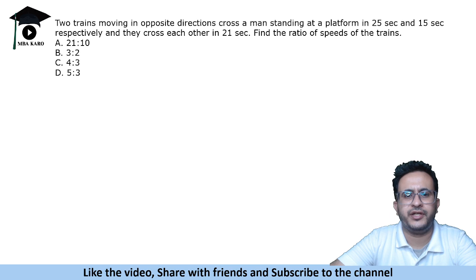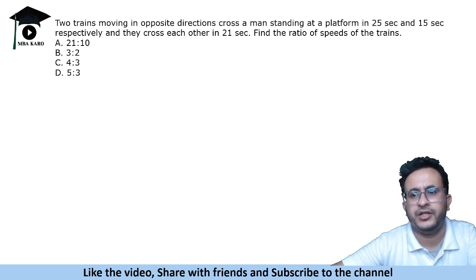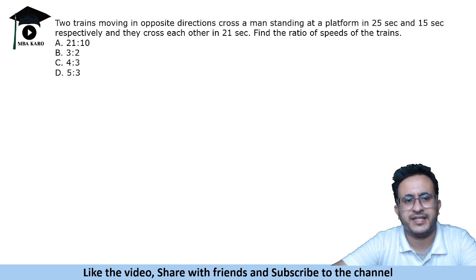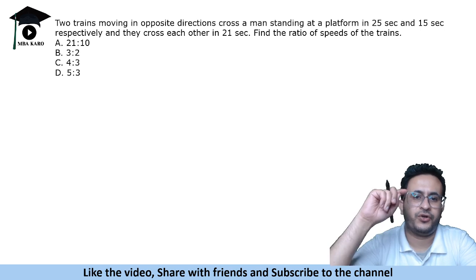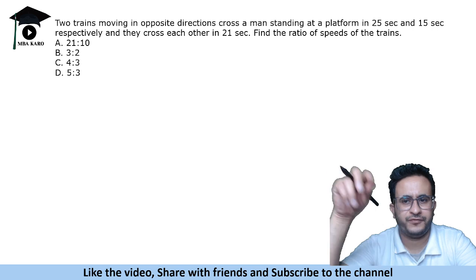Two trains moving in opposite directions cross a man standing at a platform in 25 seconds and 15 seconds respectively, and they cross each other in 21 seconds. Find the ratio of speed of the trains.